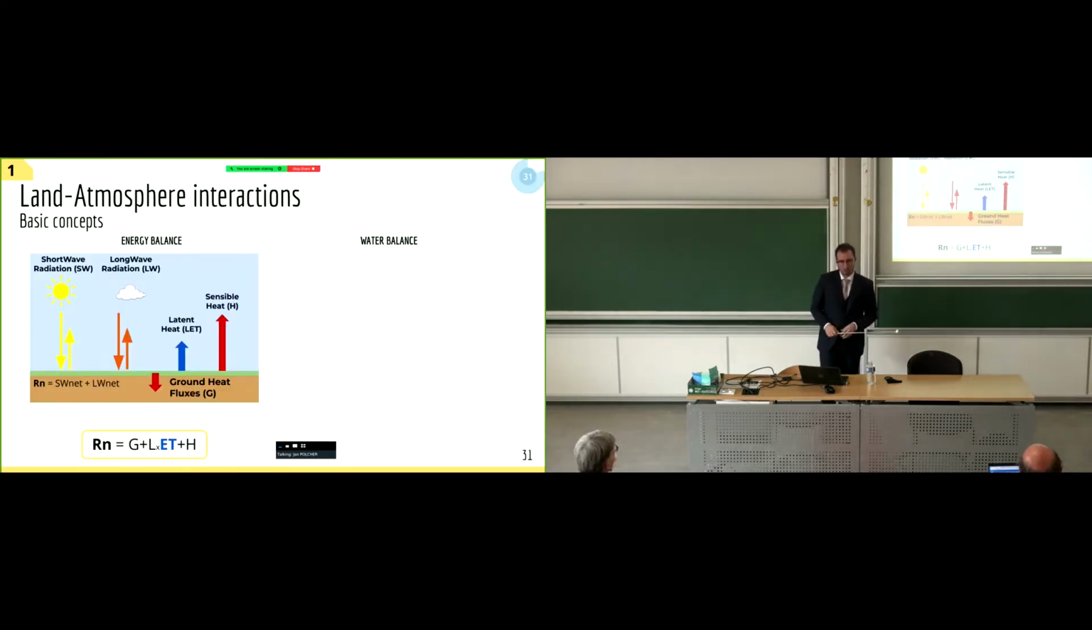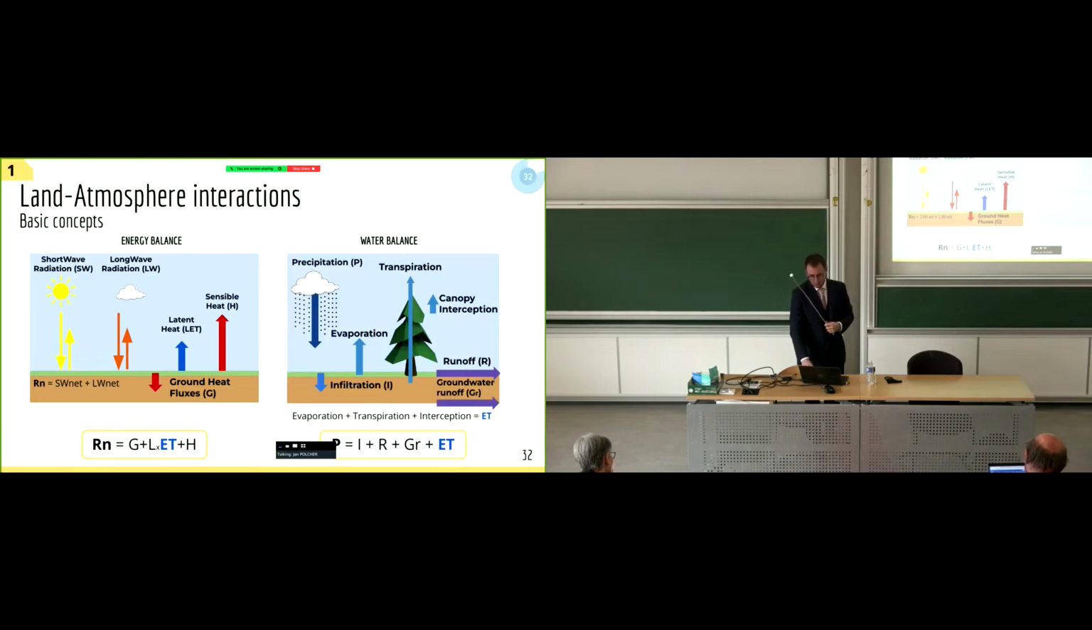So first, the energy balance is mainly driven by net radiation, which is the income of energy at the surface, and it reflects the shortwave and longwave radiation. Then this energy can be stored into the ground. It can be dissipated through latent heat fluxes, which are related to evapotranspiration, or by sensible heat fluxes, which is driven by the difference of temperature between the surface and the first meter of the atmosphere.